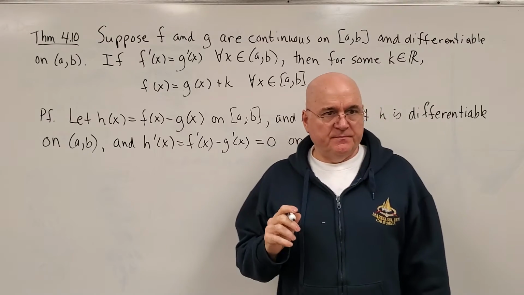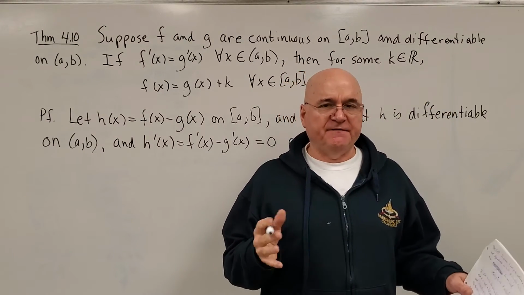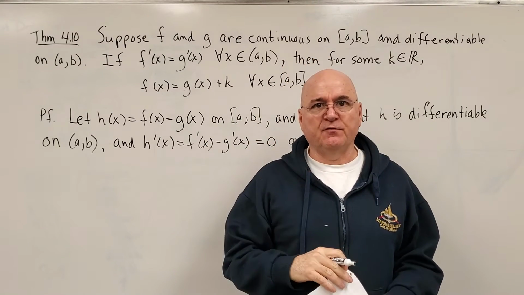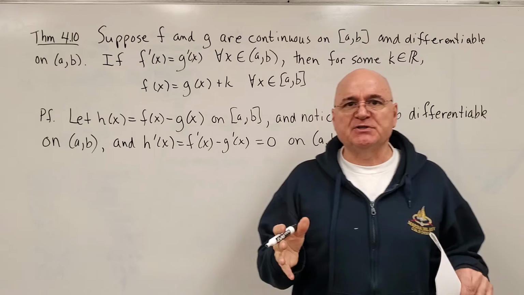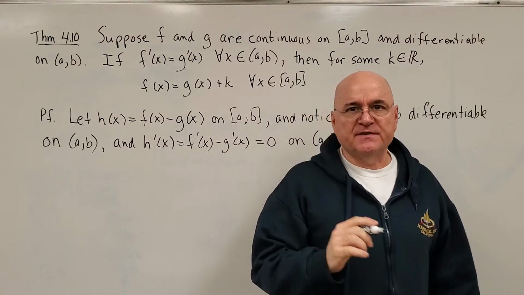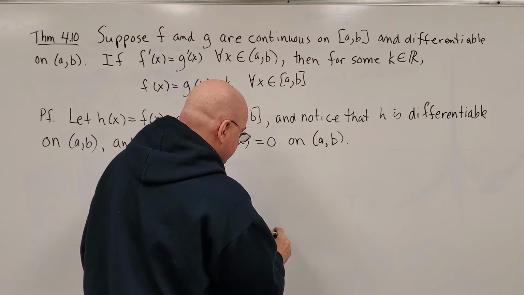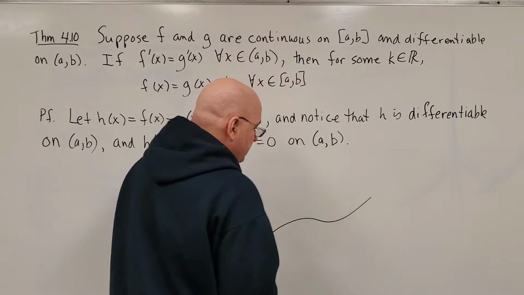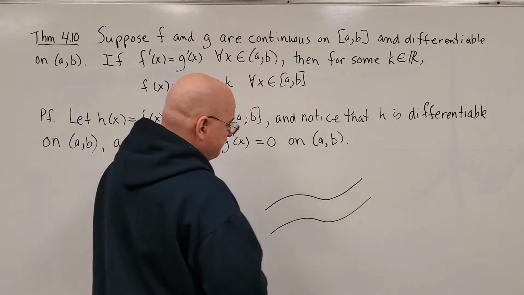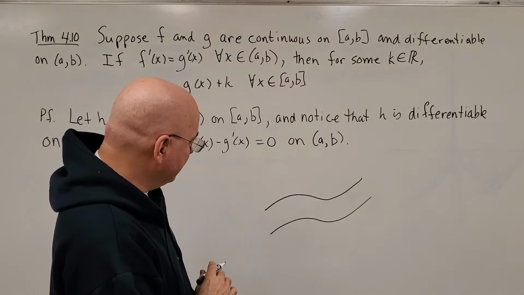The next theorem, theorem 4.10, compares two functions f and g based upon their derivatives. So of course we have to start with two differentiable functions, and if their derivatives are the same, we essentially have this kind of a situation. If that's the function f, well, the function g might look like this. Hopefully that is about right.